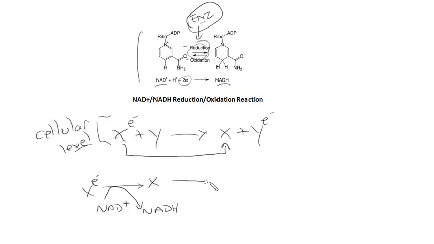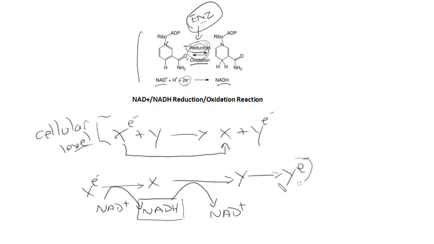Now, when we go further, the electron will be passed on to Y. So where is the electron now? Well, the electron is right here, on the electron carrier. Now this will pass the electron to Y, and this will convert NADH back to NAD+. So you see here, we have a reaction of oxidation, and we also have a reaction of reduction, and this gives us this part here.